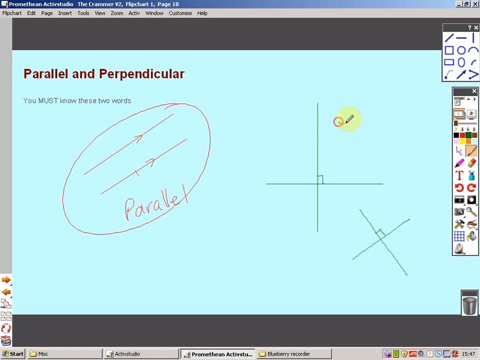Basically, if you had a book, can you pick that book up and fit it in the corner there? Does the corner of your book fit into there? Would be perpendicular. It's the posh name for right angles. Remember that word, the 2 P words.